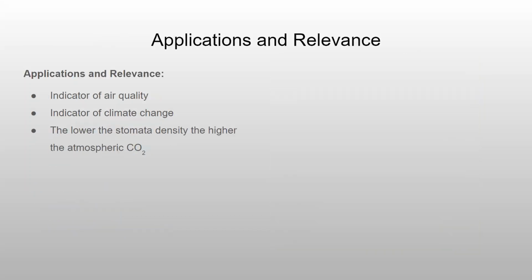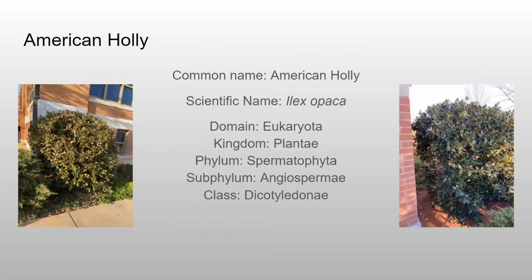Stomata are also important in that they are indicators of air quality and climate change. The more stomata there are in a leaf, the lower the carbon dioxide levels in the atmosphere. Carbon dioxide is one of the gases that contributes directly to climate change, so if a plant has a high amount of stomata, the less carbon dioxide there is.